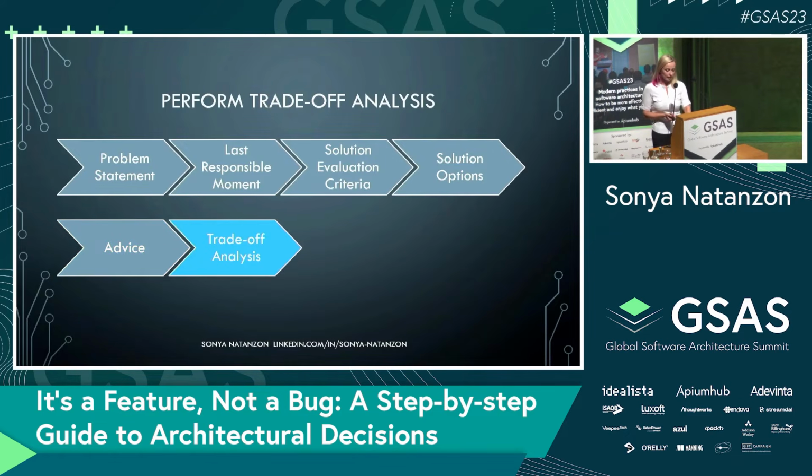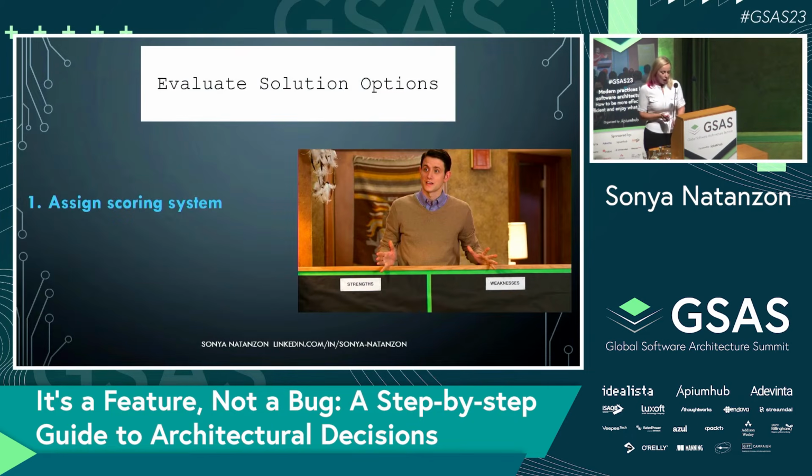Well, we are going to perform our trade-off analysis on the solution options. The good news is you already have all of that structured criteria to evaluate your solution options. The next thing you need to do is assign yourself a scoring system, and that, by the way, is again completely arbitrary. It can be 1 to 10, 0 to 5, -3 to +3. Then you go through each criteria and you score it, while explaining why you assigned the score that you did.